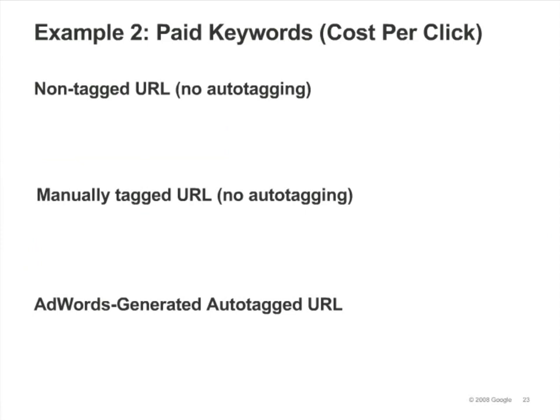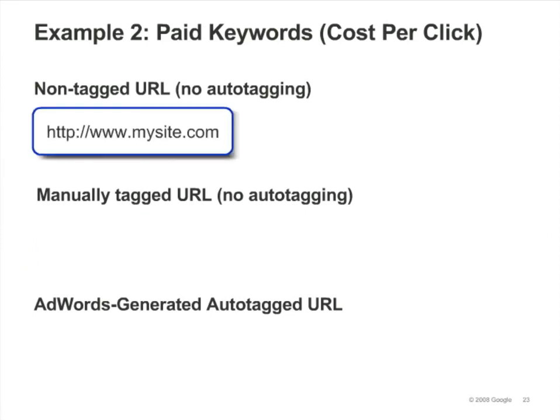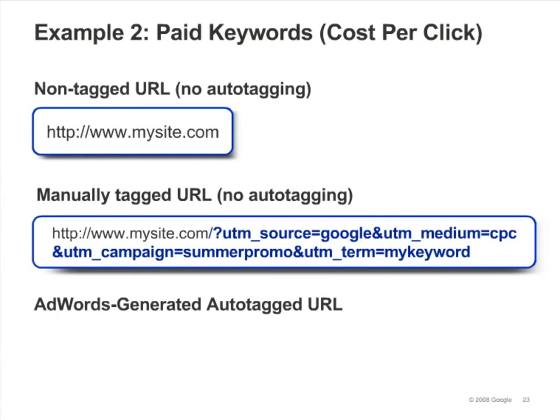Let's look at a destination URL from an AdWords ad. In the first example, no tag has been provided, and auto-tagging is disabled. In this case, you won't see this traffic in your AdWords reports. The second example shows how to manually tag an AdWords link. This traffic will show up in your AdWords reports, but information will be limited to campaign and keyword. You must specify CPC as your medium and Google as your source in order to see this traffic in your AdWords reports. You should also specify CPC as your medium when tagging paid search campaigns from other search engines.